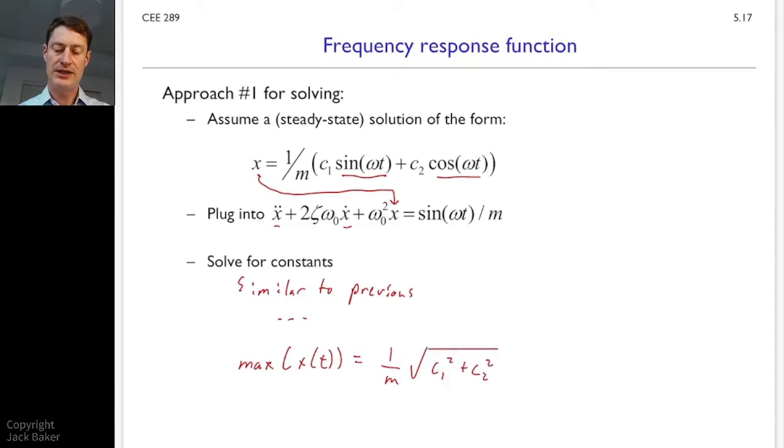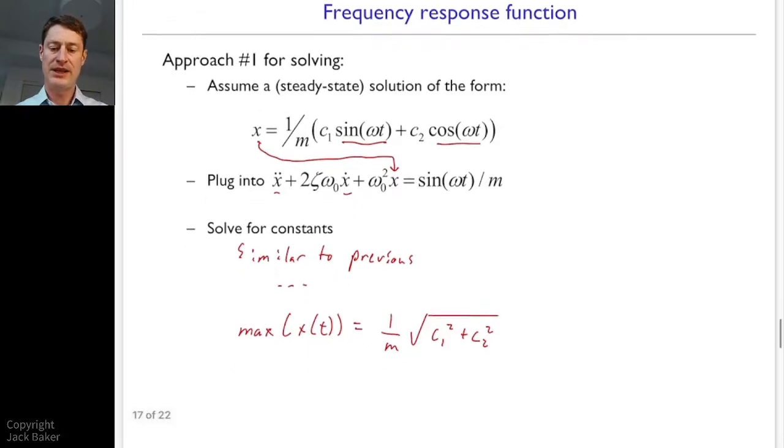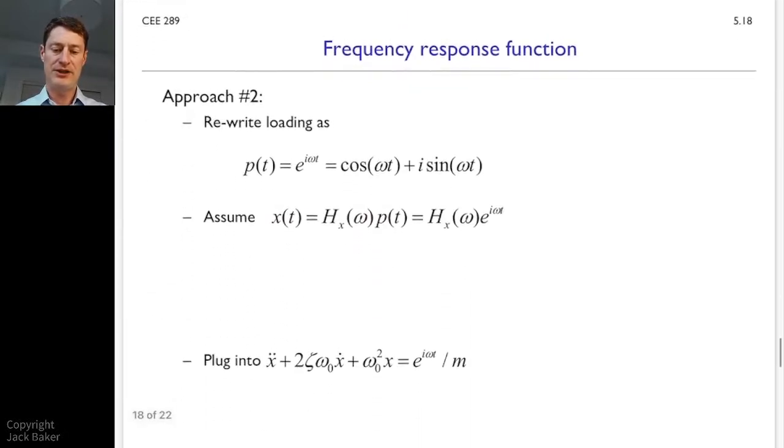Okay, and we could continue on, but this is actually a little bit more of an awkward framing. There's a more clever way we can do this that we're going to switch to here. So let's just jump to this one because it's more interesting. I'm going to rewrite my loading as p of t equals e to the i omega t, where e to the i omega t is equal to cosine omega t plus i sine of omega t. And this i is this imaginary number that's equal to the square root of -1.